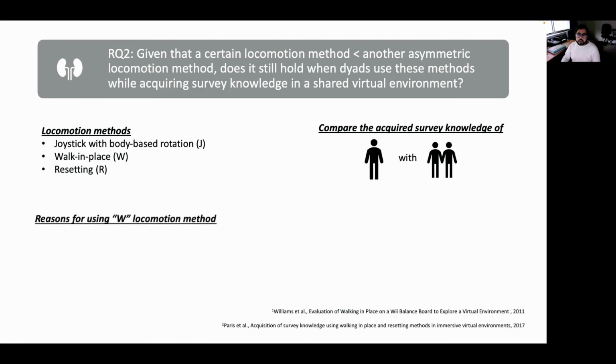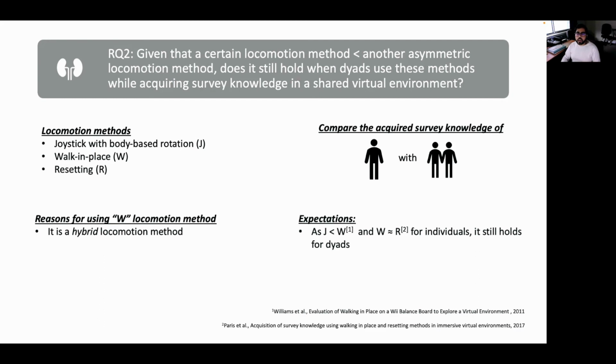The main reason for introducing walk-in-place is that it is a form of hybrid locomotion method where people need to simulate physical walking while standing in the same place. Finally, as previous studies showed that joystick performs worse than walk-in-place and walk-in-place performs equivalent to resetting for individuals, I expect that this relationship will hold for dyads as well.